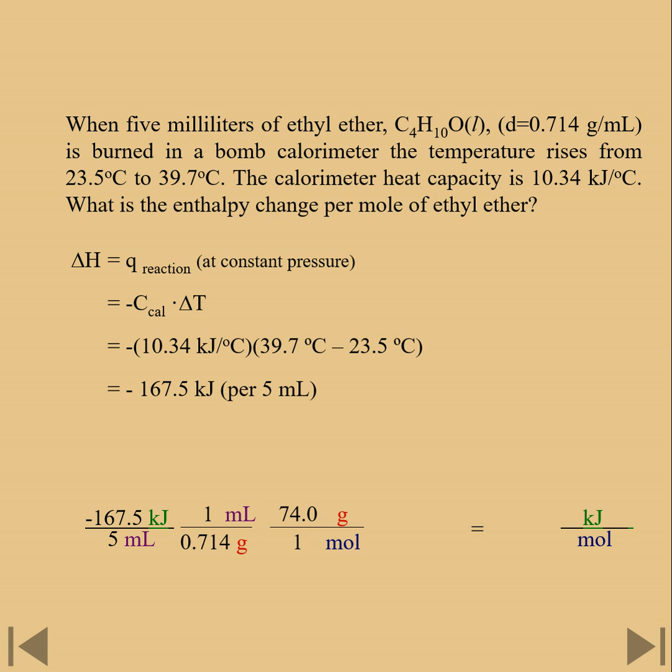And when I put this on my calculator, I come up with negative 3,472 kilojoules per mole. At first look, I might think that's really a big number, but normally when things burn, there is a lot of energy to be released.